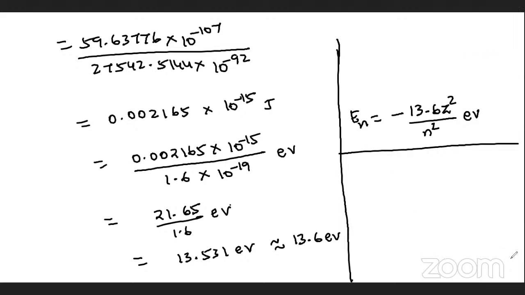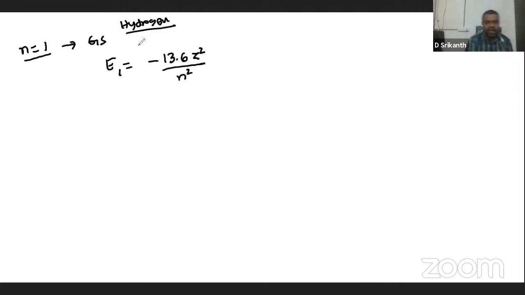Suppose, let us consider I am having an electron in the first orbit or ground state. N equal to 1 means ground state. I am considering for hydrogen atom. E1 is equal to minus 13.6 Z square by N square. For hydrogen atom, Z equal to 1 and N is equal to 1. So E1 ground state will be minus 13.6 electron volt; 13.6 electron volt is required to ionize the electron.